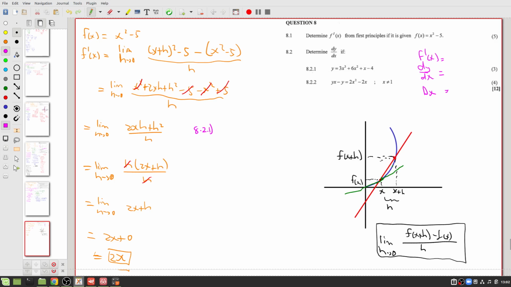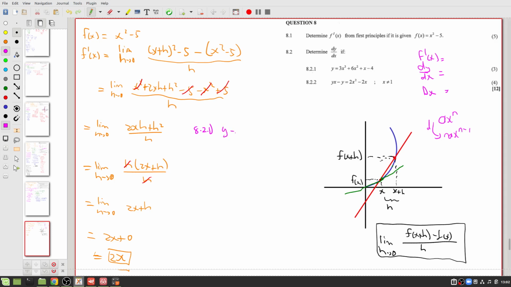So 8.2.1, we want to differentiate this. This is already in a nice form that we like. So what we want to do is differentiate each part separately. So the short method of differentiation is, if we have ax to the power n and we want to differentiate this, all we do is say n times in front, and then we subtract 1 from the exponent. Right, so that's all we'll do with each one separately.